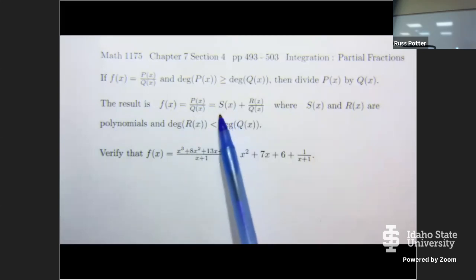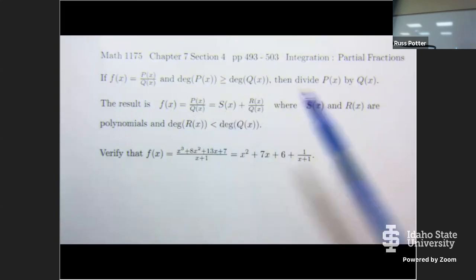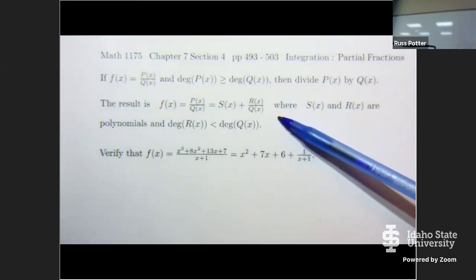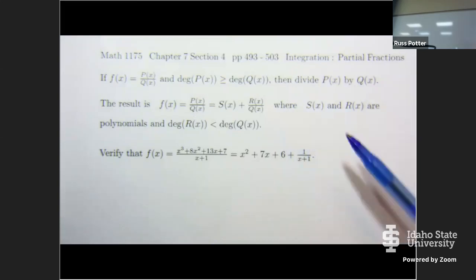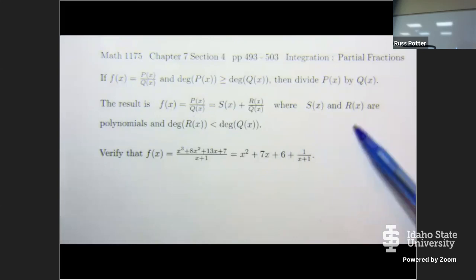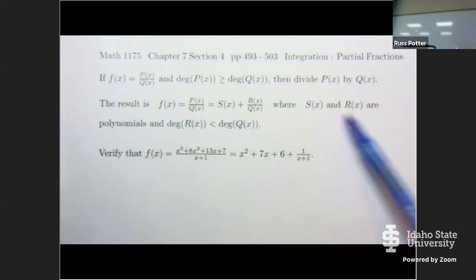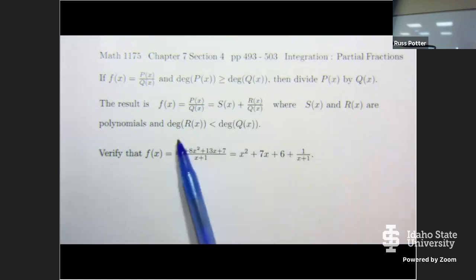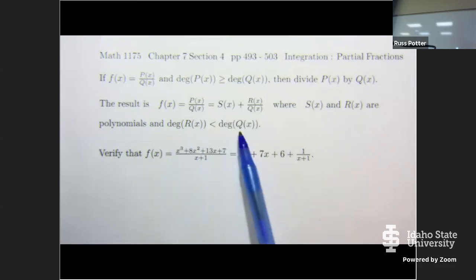Here we're calling the quotient capital S of x, plus the remainder r of x divided by q of x. And the quotient capital S of x, well, I've already mentioned, it's a polynomial. R of x, the remainder, is also a polynomial. And the degree of the remainder will be less than the degree of q of x.